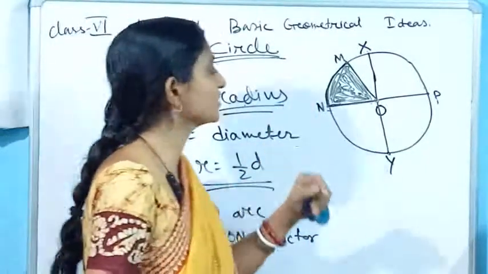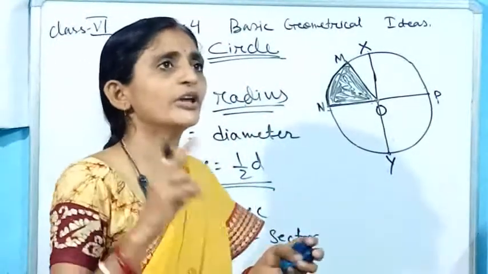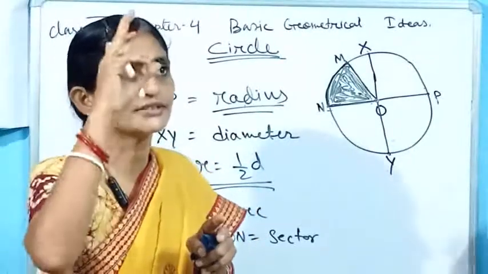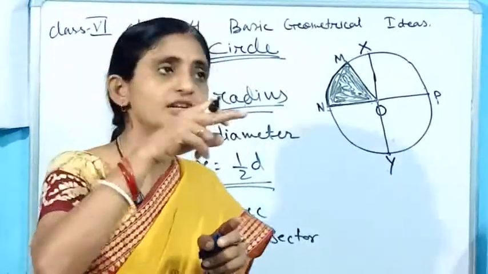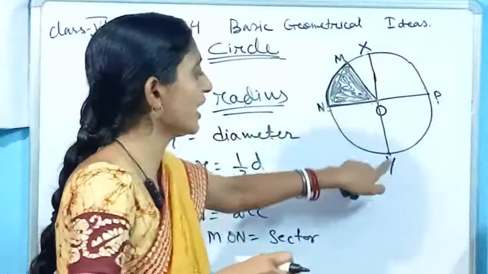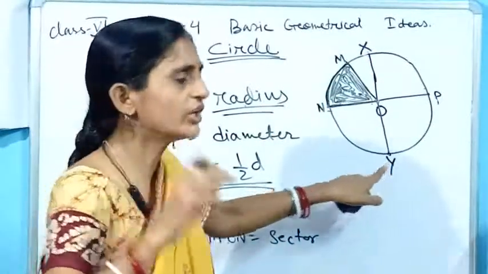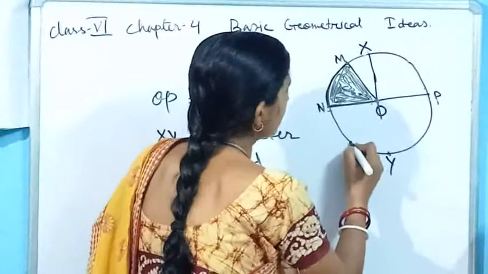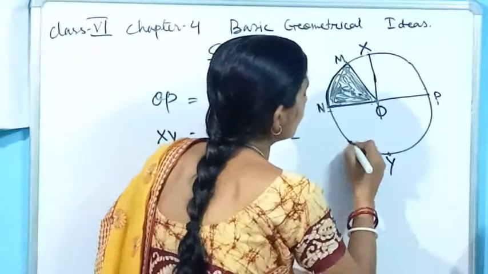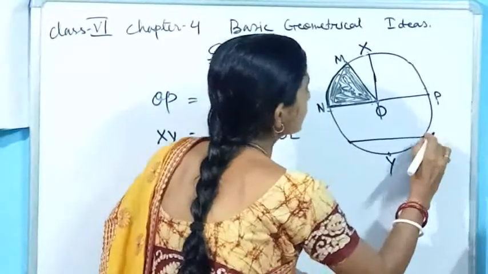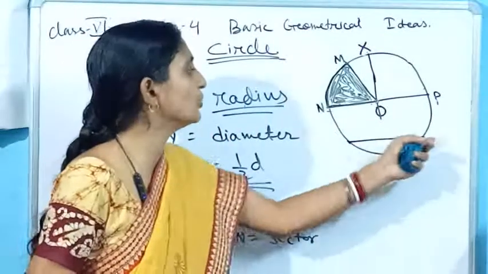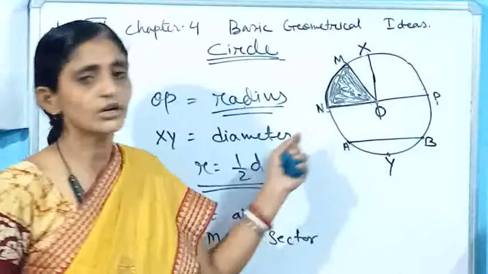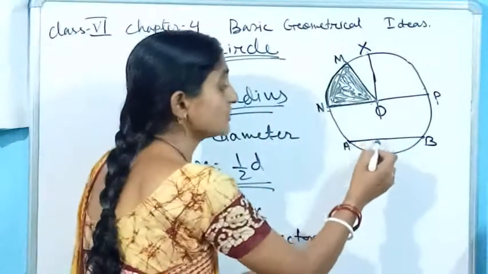Now if this is the sector, okay, let it be. When we were talking about the diameter, you have seen that line segment which was passing through the center from one point of the circle to another point. Now if we draw one line segment which is not passing through the center, but touches two points on the circle, let me name it A and B.